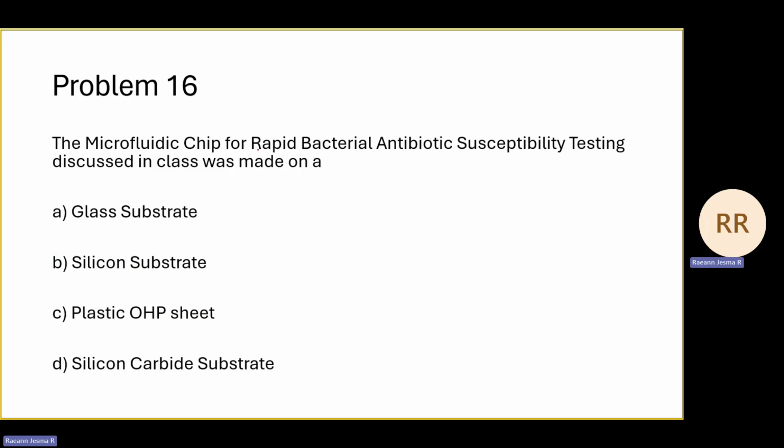In problem 16, the microfluidic chip for rapid bacterial antibiotic susceptibility testing discussed in class was made on option A, glass substrate, B, silicon substrate, C, plastic OHP sheet, D, silicon carbide substrate. So this is a direct question. The correct answer is option C, plastic OHP sheet. An OHP sheet is just an overhead projector sheet. It is a transparent sheet which is used in projectors, and it is also flexible. Generally, for testing of these chips, we need a substrate material that is relatively cheap. So we are using a plastic OHP sheet in this case.